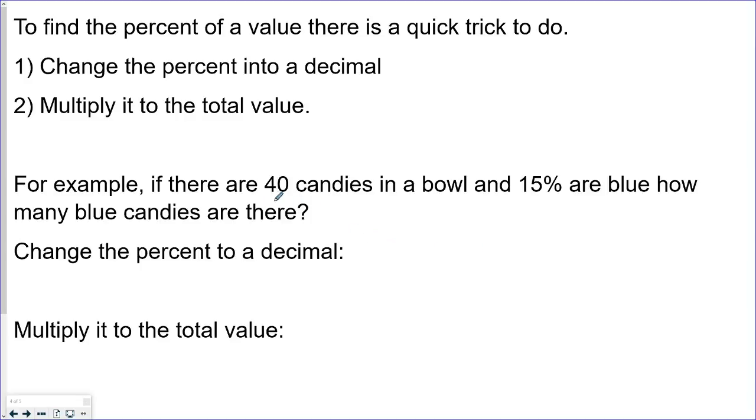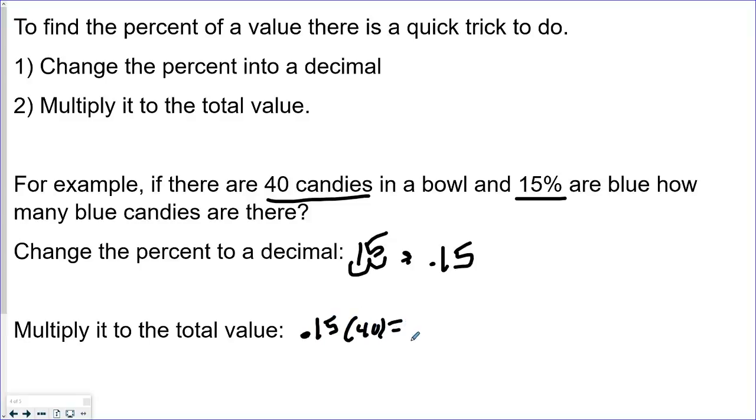So in this case, we have 40 candies, that's my total value, and we want 15% of them to be blue. Well, first we're going to change 15% into a decimal, so 1, 2, so that's 0.15. Then we're going to multiply it to the total value, so 0.15 times 40. All it is is just a multiplication problem, really, and we get 6. So 6 candies would be blue, that's 15% of 40. So change to a decimal and then multiply to the total.